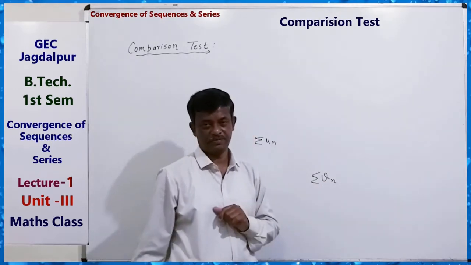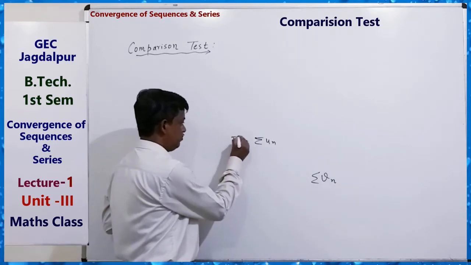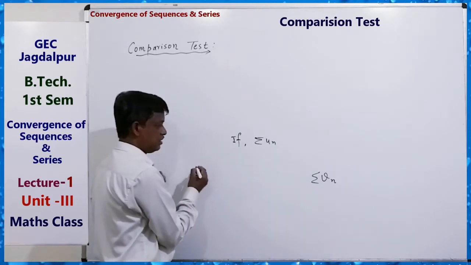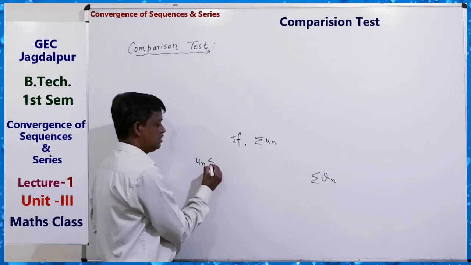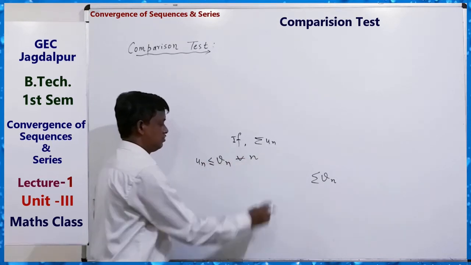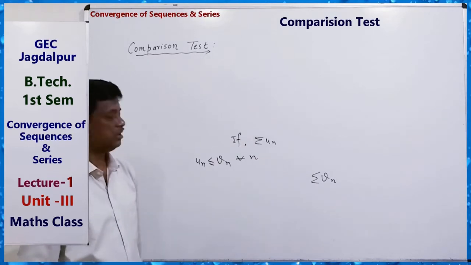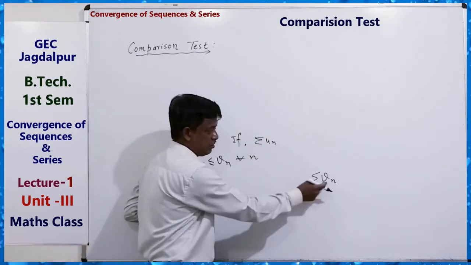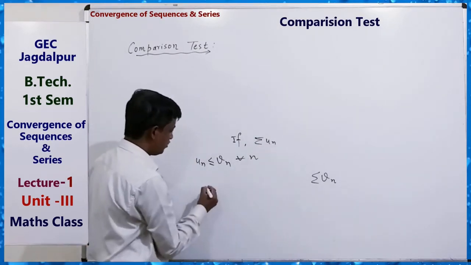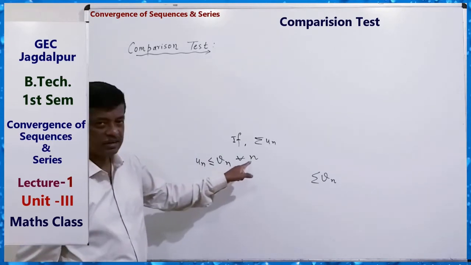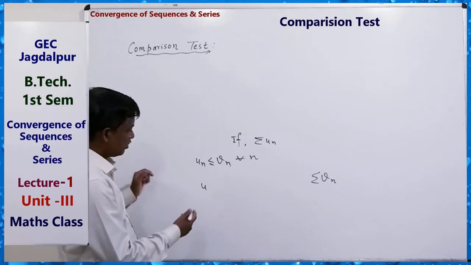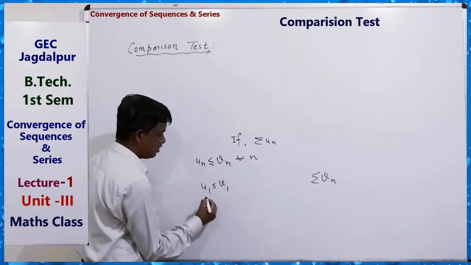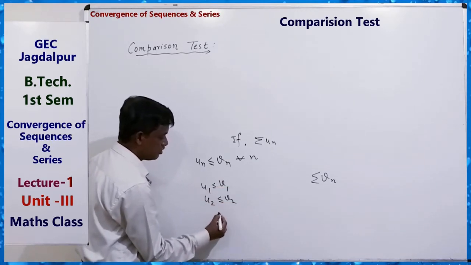Suppose Vn is convergent, and we have this series Un for testing, and Vn is our helping series. If these are two series and Un is less than or equal to Vn for all n, then for convergence of this, we know its partial sum. From here, Un is less than or equal to Vn, that is, U1 is less than or equal to V1, U2 is less than or equal to V2, and so on.